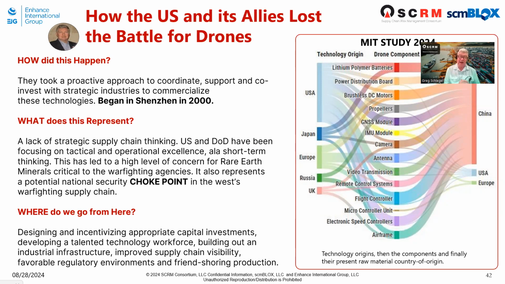We would say design and incentivize appropriate capital investments in the US, develop a talented technology workforce like Silicon Valley, build out an industrial infrastructure, improve your supply chain visibility, and let's get some favorable regulatory environments so we can do some friend-shoring, nearshoring and onshoring of production. It's a pretty tall order, folks, but we wanted to share a real live situation with you to put a bow on our discussion. With that, I'll turn it back to Jim.